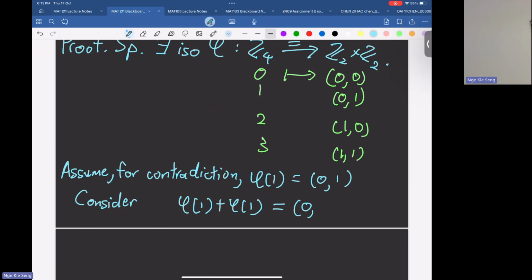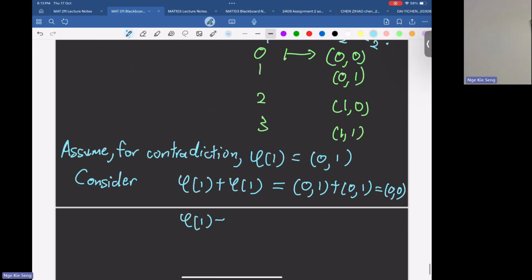On one side, we get (0,1) plus (0,1), which is (0,0). But you know that this is a homomorphism, right? phi(1) plus phi(1) also equals phi(1 plus 1), meaning you have to send your 2 to (0,0). No choice. This is by group homomorphism, if you fix where you send your 1. How many things get sent to 0 in this case? 2, right? The identity and 2.